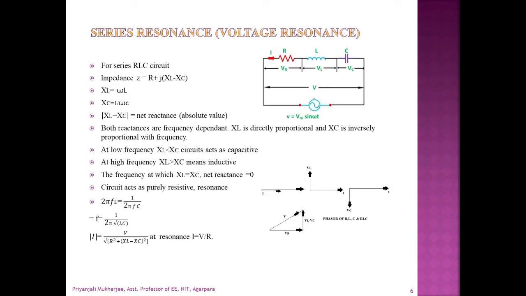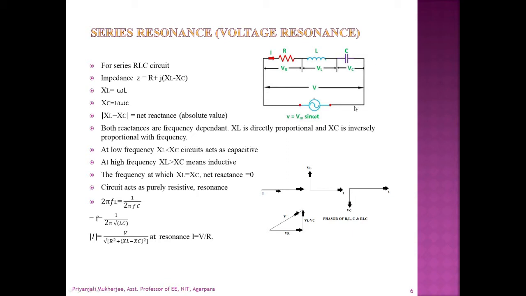For series resonance, we have to consider a series RLC circuit, which is also known as voltage resonance. In a series RLC circuit, R, L and C are connected with a variable frequency supply V, and the current I is flowing through the circuit. The drop across the resistance is VR, the drop across the inductor is VL, and the drop across the capacitance is VC.